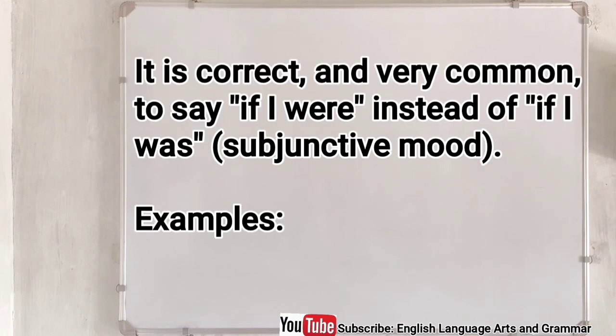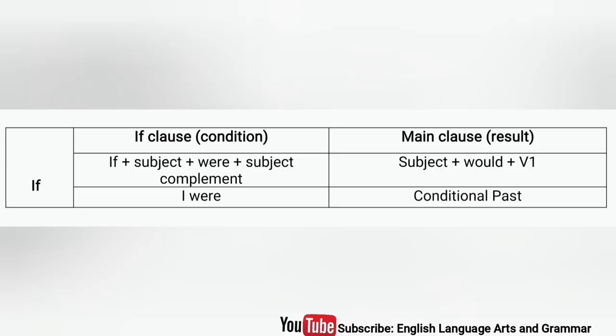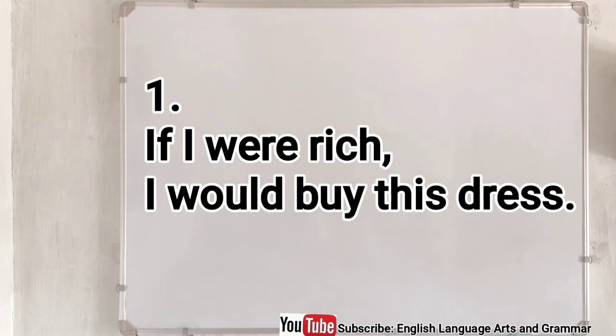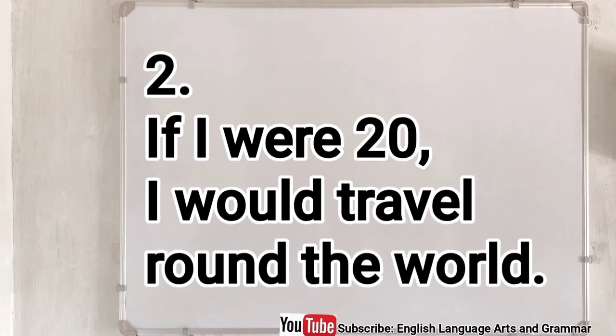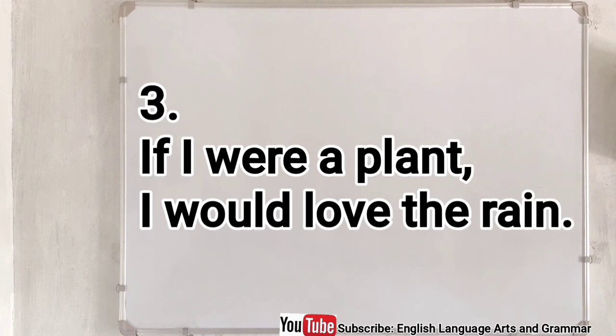We're going to learn some other different formulas in type 2. It is correct and very common to say if I were instead of if I was, because it is in subjunctive mode. Here is a formula and sentence structure. If I were, and we use conditional past in the main clause. Some examples. Example 1. If I were rich, I would buy this dress. Example 2. If I were 20, I would travel around the world. Example 3. If I were a plant, I would love the rain.